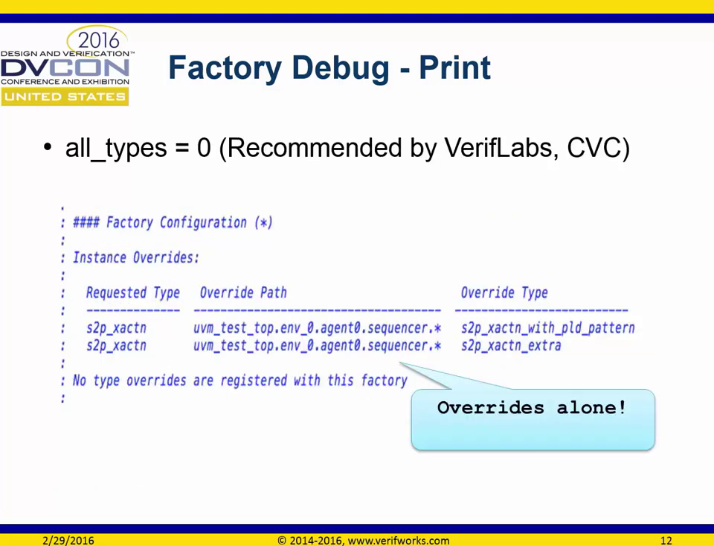Look at this. When you say all types is equal to 0, you will only get the information about what are the overrides that are processed by the factory. The rest of the types that the factory knows are suppressed. It's a neat trick because then rather than looking through screens and screens of data, you can effectively just say, hey, look, did my override type or instance override get registered? Does the factory know about it? What exactly is going on?